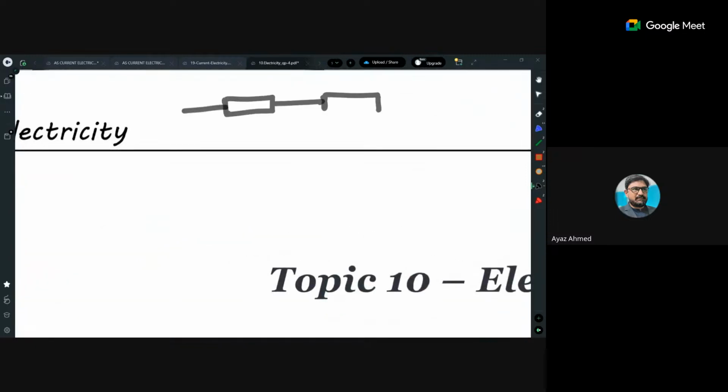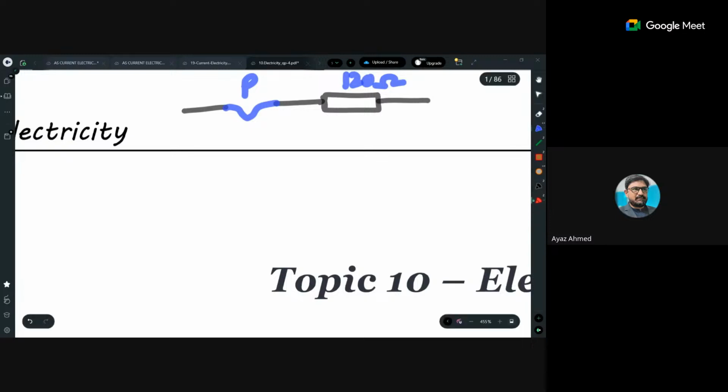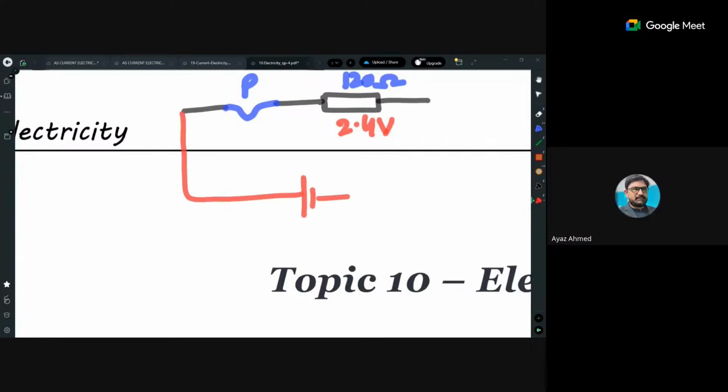Just see, there are two parts or two components. Instead of this resistor, you have a wire, isn't it? Yeah, the wire is attached. This is wire P, and this is your 120 ohm resistor. So what was the voltage drop across this 120 ohm resistor? 2.4 volts. Is it? Yes. Mariam, is it clear?